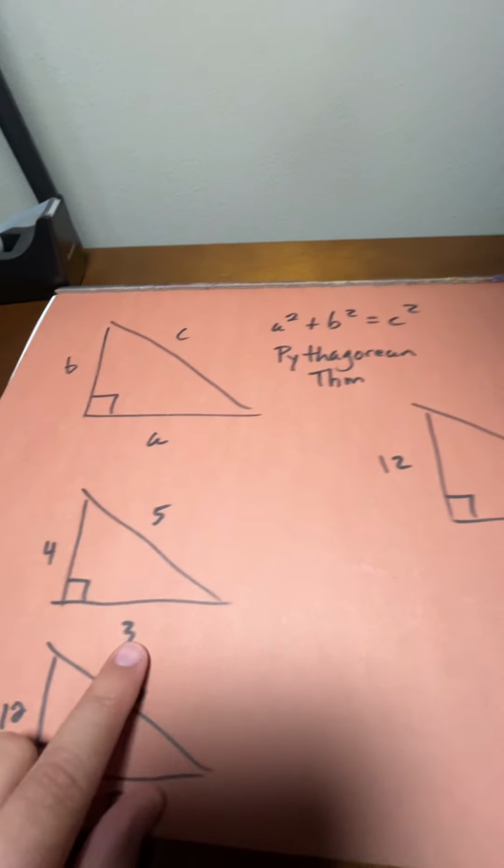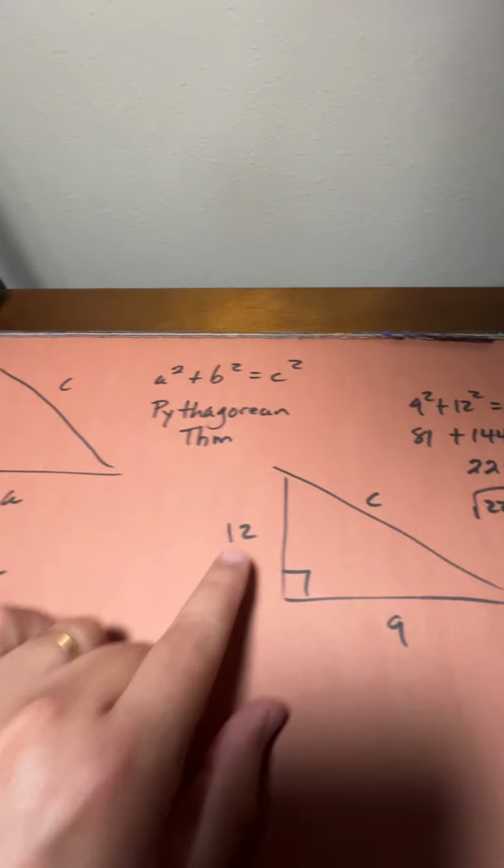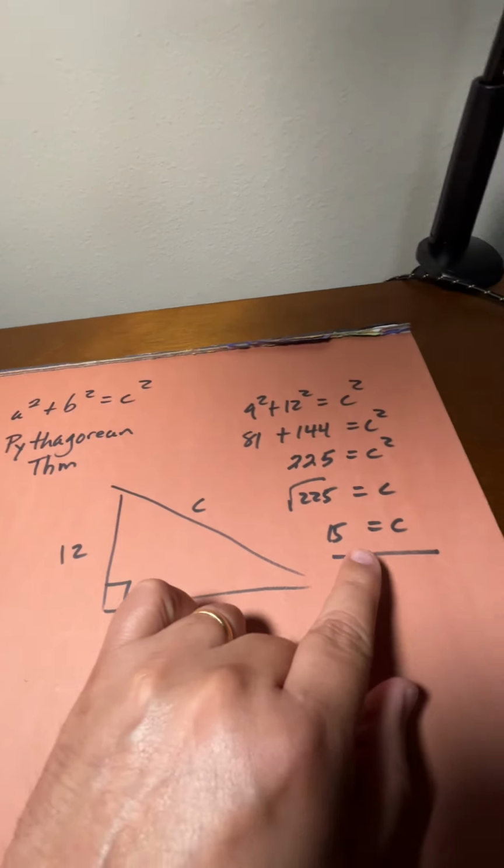But we could have known that already if we knew this. So notice that 9 is 3 times 3, and 12 is 3 times 4. So 3 times this should be this, and it is.